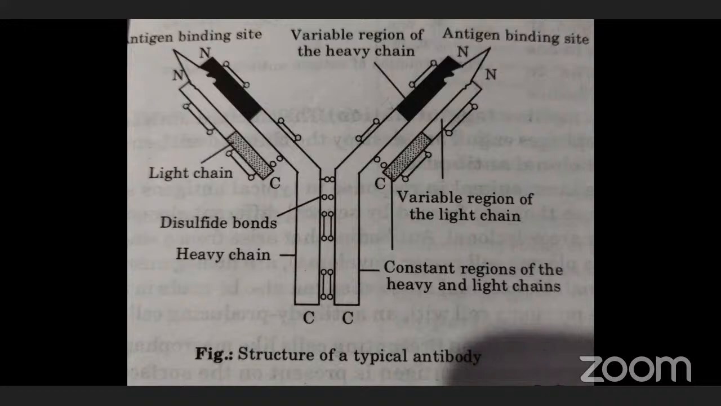An antigen has many epitopes. Antigens with many epitopes are called multivalent antigens. What is the chemical nature of antigens? They are proteins or nucleoproteins. So surely one question may be asked from the immunoglobulin, antibody or antigen sections.